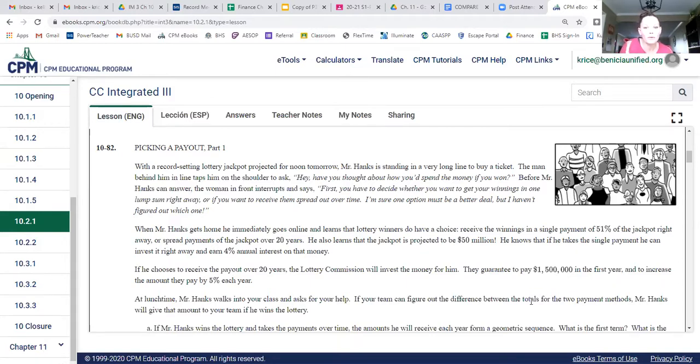At lunchtime, Mr. Hanks walks into your class and asks for your help. If your team can figure out the difference between the totals for the two payments, he will give that amount to your team if he wins the lottery. So, like I said, a lot going on. He's playing the lottery. He can either take a lump sum one-time payment of 51% of the jackpot and invest it, or he can get payments spread out over 20 years.